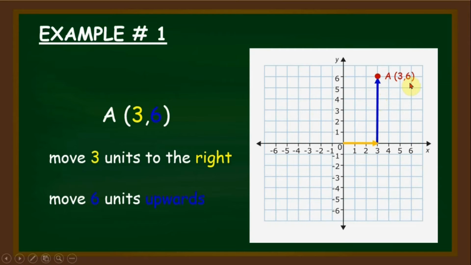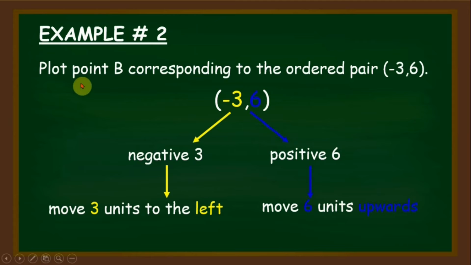We have to remember as well that in labeling an ordered pair or a point, we have to use the uppercase or capital letter of the point. Okay? Let us now proceed with our second example. We are asked to plot point B corresponding to the ordered pair (-3, 6). In this case, we have a negative sign for the x-coordinate. So as I mentioned earlier, since it's negative, we have to move 3 units to the left. For the y-coordinate, since it's still positive, we just do what we did in example number 1, so we have to move 6 units upwards.